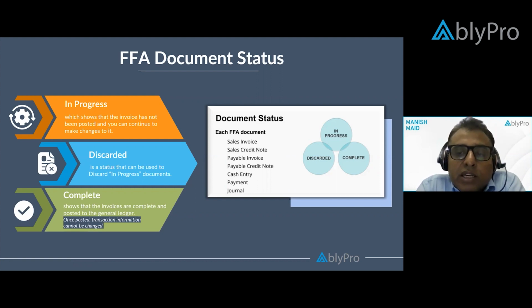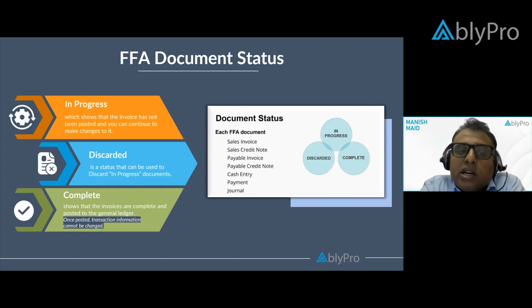Whenever we are creating a document, the first step would be the in progress. It allows us to view what we have created, and it also allows us to make changes, if any, if we want to, due to some requirement. We can make changes during this particular period when the document is in progress status. And that we have to keep in mind.